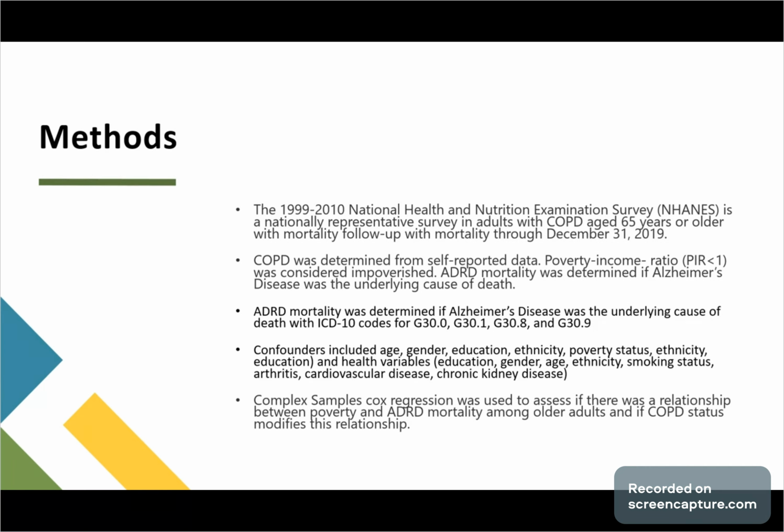So then poverty income ratio. Poverty is something that is important. So this is 100% of the federal poverty guideline. And then you have ADRD mortality, and the Alzheimer's disease-related mortality was actually not self-reported data. That was actually ICD-10 code. So these were more concrete causes of death.